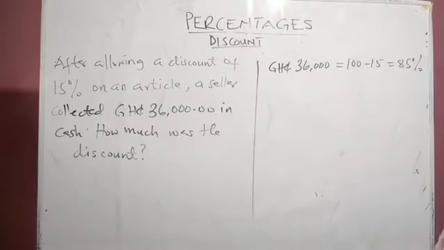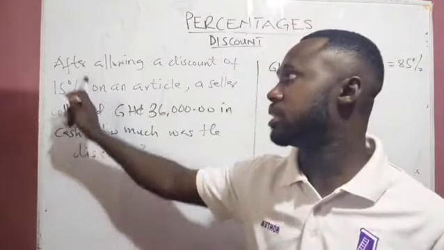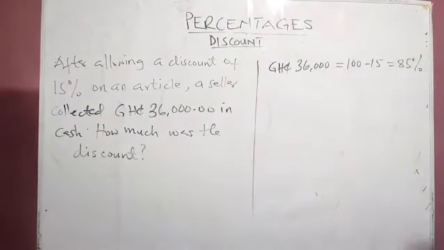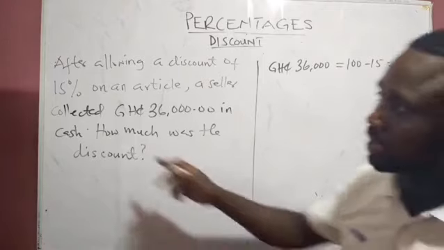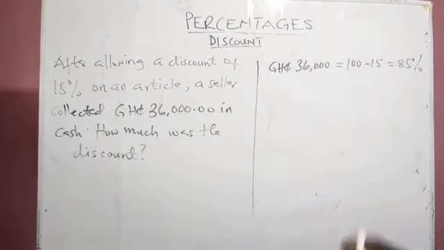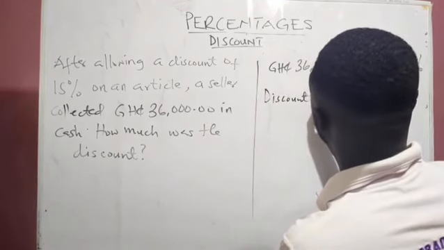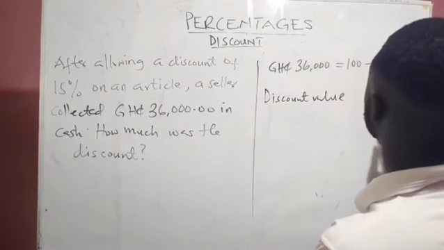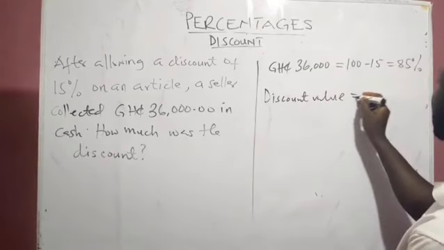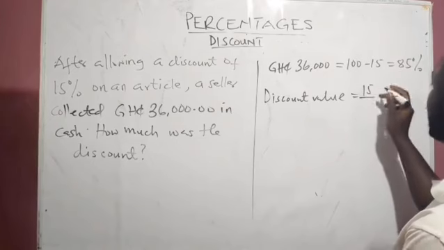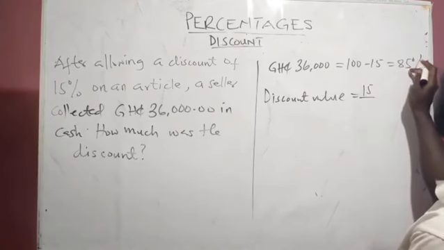And the question is asking how much was the discount? The discount is how many percent? 15%. So here the question is asking the value of the discount. The actual value in terms of percent is 15%, but what is the actual value of the discount? So the discount is 15 percent. We are looking for the discount value. And what do we know here?